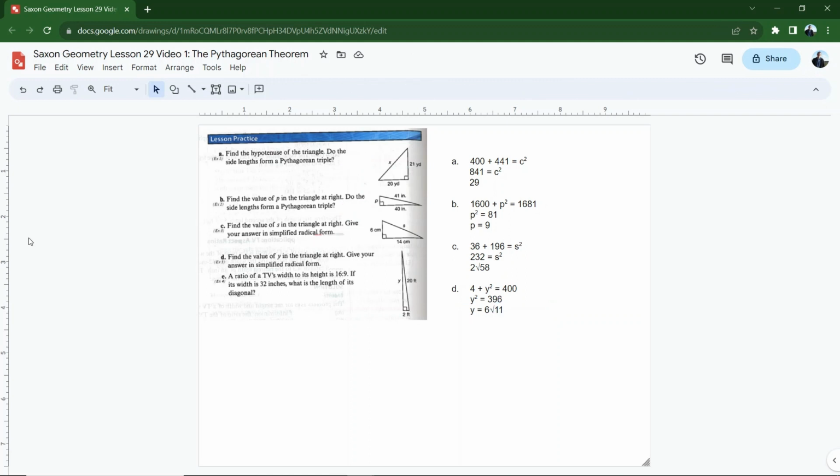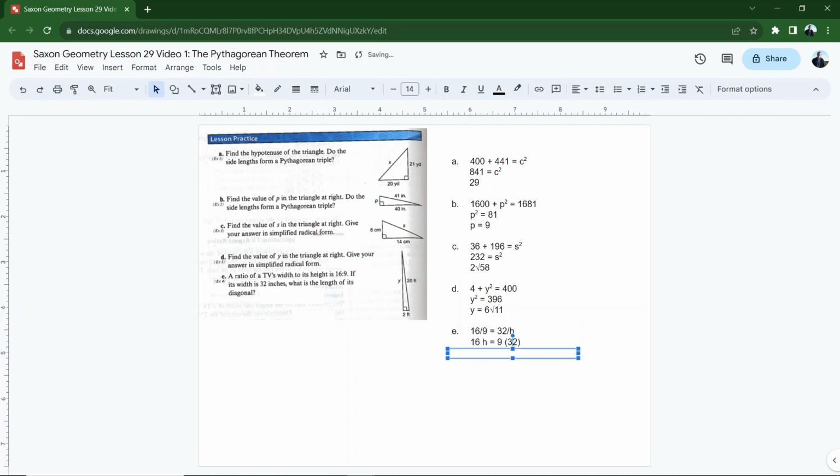Letter E is going to be a multiple step problem here. We have the ratio of TV's width to its height is 16 to 9. If its width is 32 inches, what is the length of its diagonal? Now, in all of the other problems we were given two sides of a triangle and had to find the third side. Here we're given one side, a ratio that lets us find the other side, and then we're asked to find the diagonal. So in order to figure this one out, we're going to start with the logical place to begin. Let's figure out what that other side is.